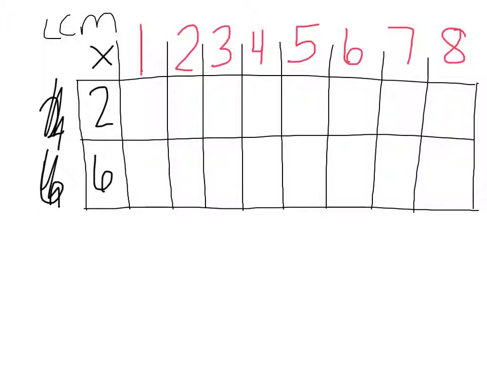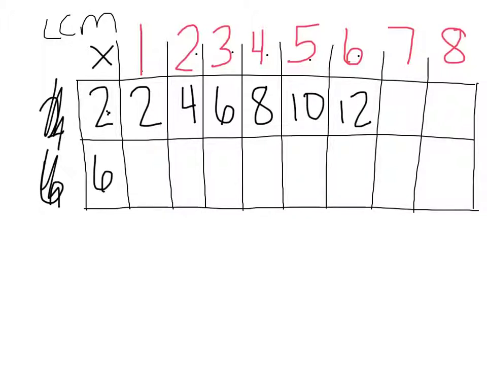So I've got 2 times 1 is 2. 2 times 2 is 4. 2 times 3 is 6. 2 times 4 is 8. 2 times 5 is 10. 2 times 6 is 12. 2 times 7 is 14. And then 2 times 8 is 16. Once I'm done with the 2, then I start on my other number, which is 6.